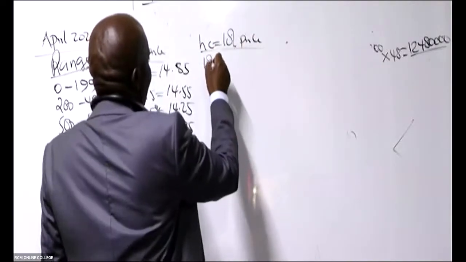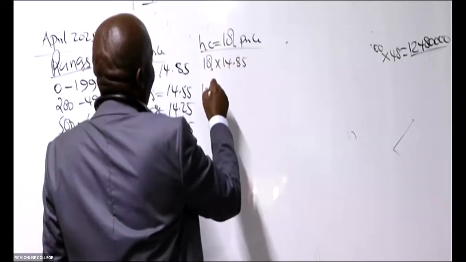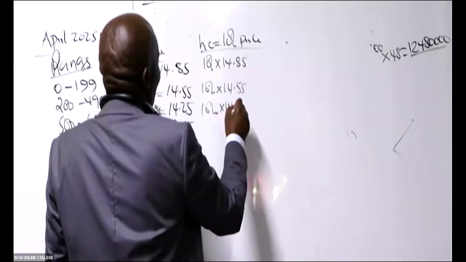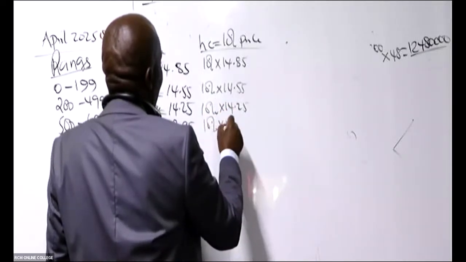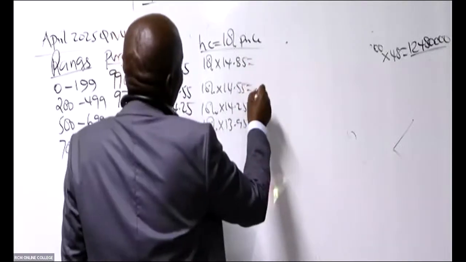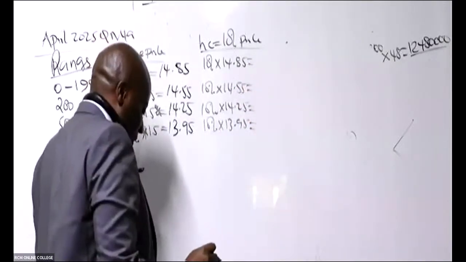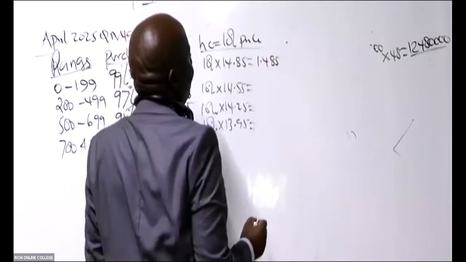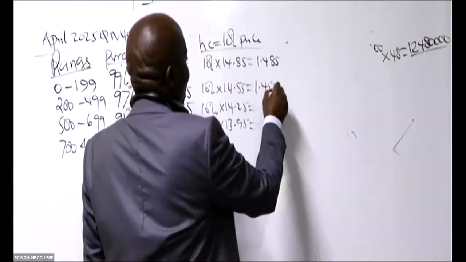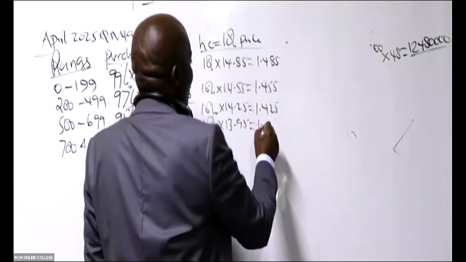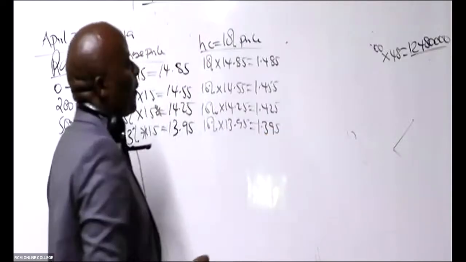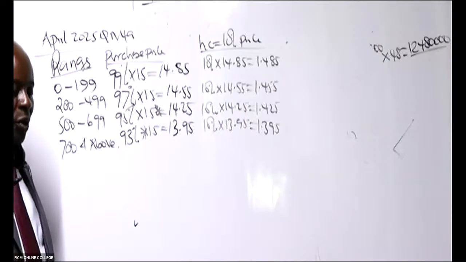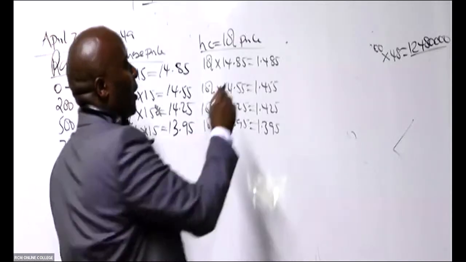So this will be 10% of 14.85. 10% of 14.55. We have here 10% of 14.25. We have 10% of 13.95, like that. So this one, I don't need anybody's calculator because I'm able to tell that this will be 1.485. This will be 1.455. This will be 1.425. This will be 1.395, like that. So now we have our holding costs. It is after getting these holding costs that we should beautifully come and get EOQ now.